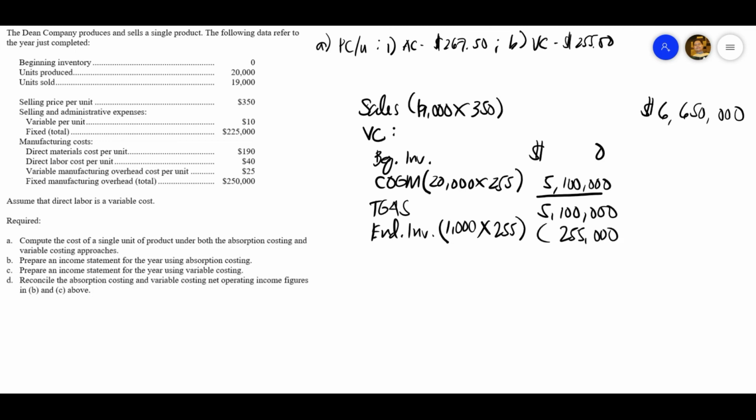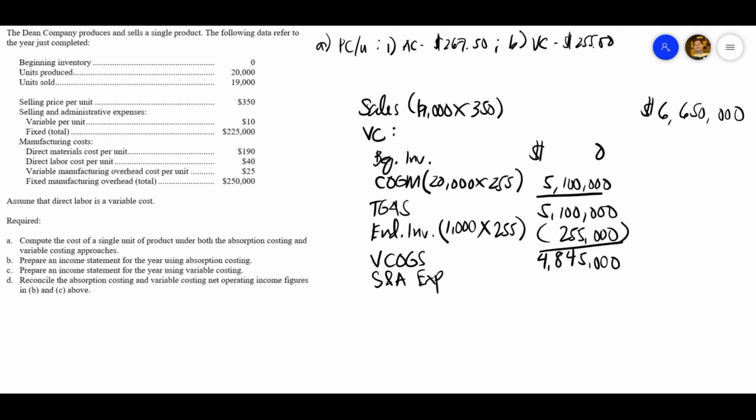So your ending inventory will be deducted from your total cost of goods available for sale in order to give us your variable cost of goods sold. It will give us a value of $4,845,000. Okay, we now need to add your selling and administrative expenses.